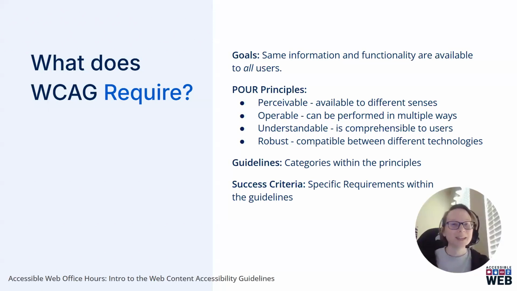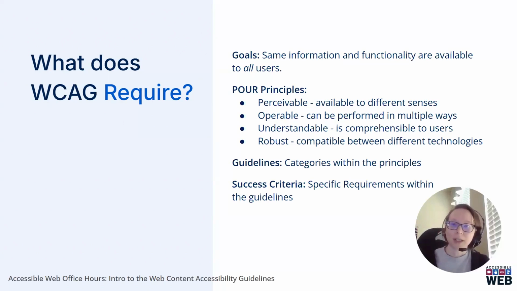What does WCAG require? Essentially, there are two main goals. The same information is available to all users and the same functionalities available to all users. WCAG evaluates this using the POUR principles, that's P-O-U-R, which stands for perceivable, operable, understandable, and robust. Perceivable means that information and content is available to different senses, typically sight, hearing, and touch. So for example, images must have text alternatives.